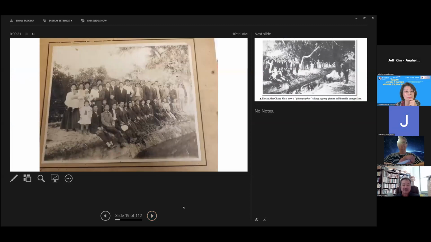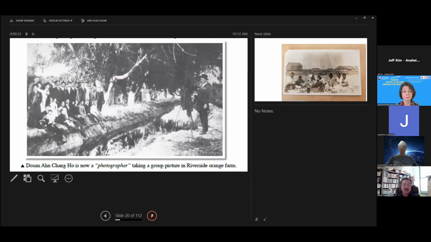And this is another very important historical photograph. This is a gauge canal. Because of this gauge canal, Riverside was able to prosper in the citrus industry, because with the water, they were able to develop orange groves and the citrus industry in Riverside. And this is delegates of the Korean National Association with their family members, who came to Riverside in 1911.